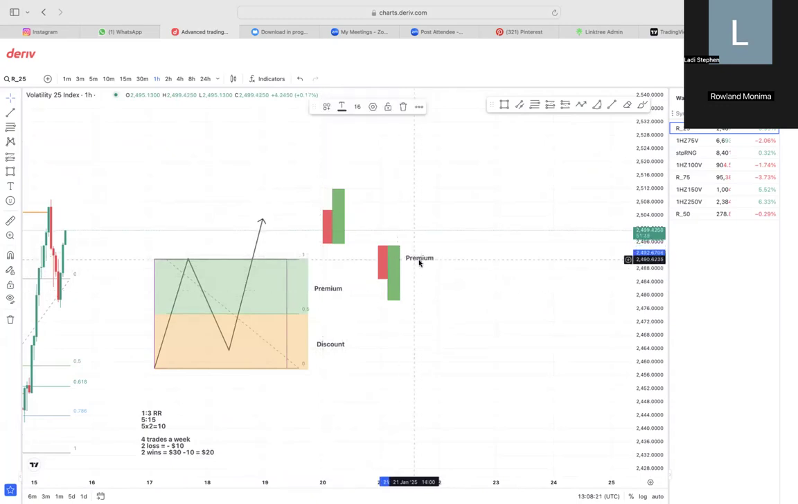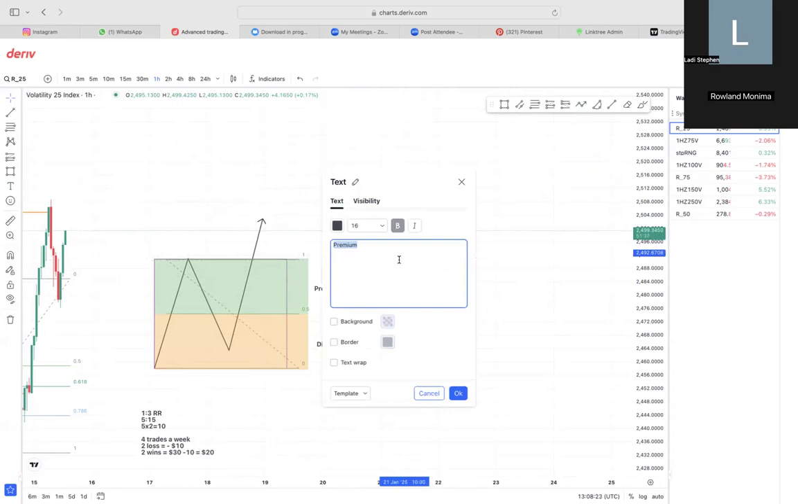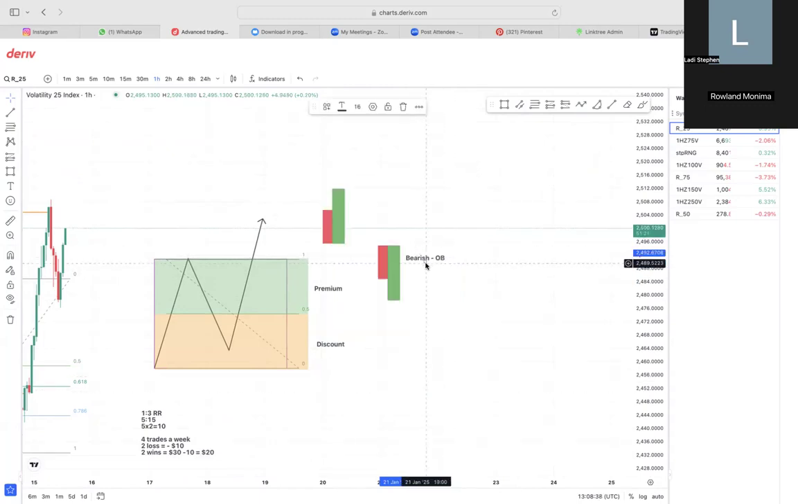This is OB. That's a bearish. This is a bullish.